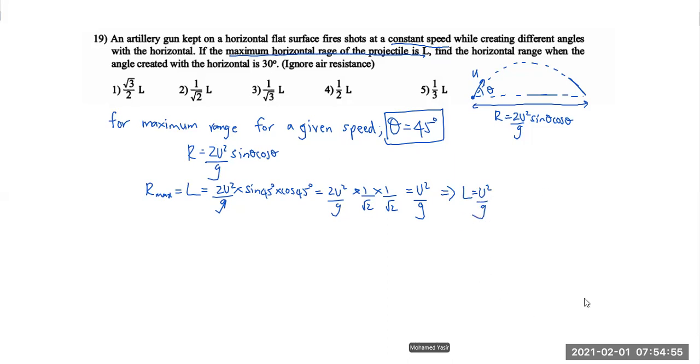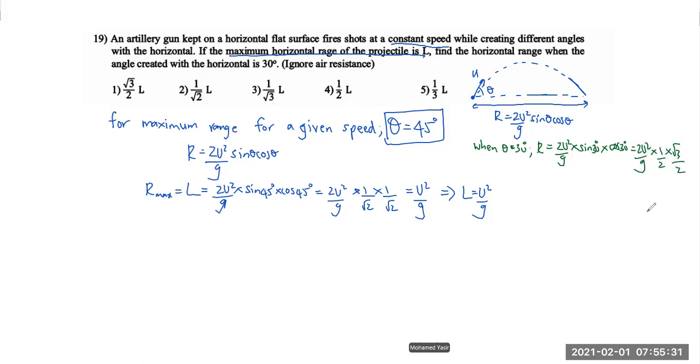Okay, right. Now we are supposed to find out the range when the angle is 30 in terms of L. Now I'll use the same equation when theta is equal to 30. All right, what will happen to the range now? Range will be equal to 2u squared by g multiplied by sine 30 into cos 30. Right. So that's going to be 2u squared by g multiplied by sine 30 is half, cos 30 is root 3 by 2.